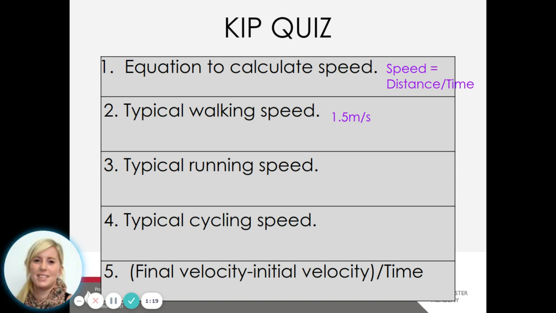Number 3, typical running speeds are 3 meters per second. And then number 4, typical cycling speed, 6 meters per second. So these 3 numbers you do have to memorize. So that would be a good thing to put on a revision card and you can test yourself. You could write on one side, what is the typical walking speed? Write the answer on the other and then just check that you can remember that information.